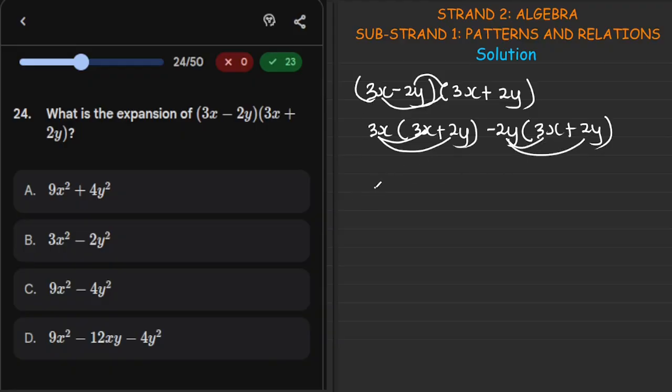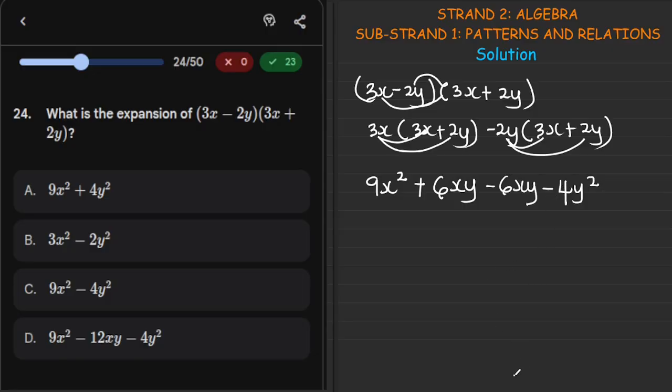So 3x times 3x gives us a 9x squared. Then 3x times positive 2y. So we have 3 times 2, which gives us a 6. Then x times y, which gives us an xy. So we have negative 2 times 3, which also gives us a negative 6. Then x times y, which gives us an xy. Negative 2 times 2 will give us a negative 4 with our y squared attached to it.